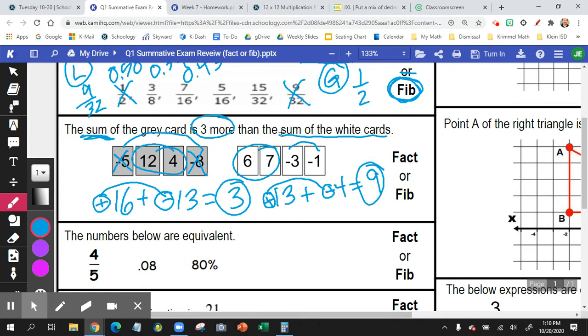So go back to the statement. It says the sum of the gray cards is more than the sum of the white. The sum of the gray cards is 3, which is not more than 9. 9 is greater than 3. So this is a fib as well.